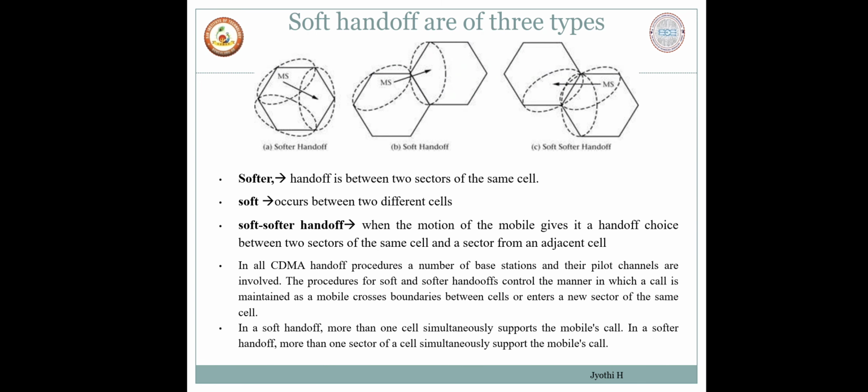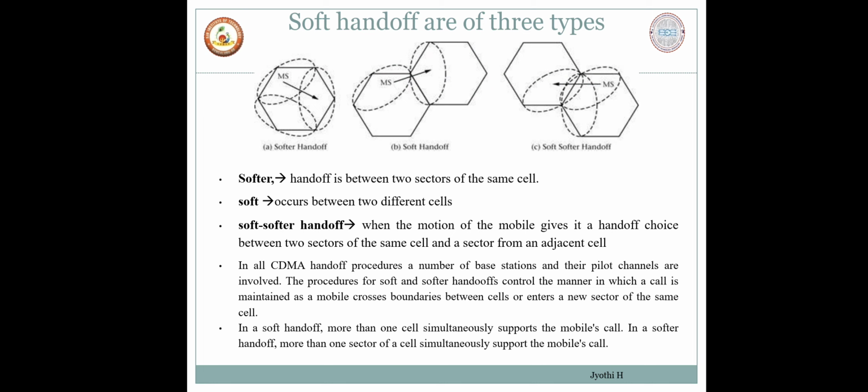So now, what is softer handoff and soft handoff? Softer handoff is between two sectors of the same cell. Soft handoff occurs between two different cells. Softer handoff occurs when the motion of the mobile gives it a handoff choice between two sectors in the same cell and a sector from an adjacent cell.